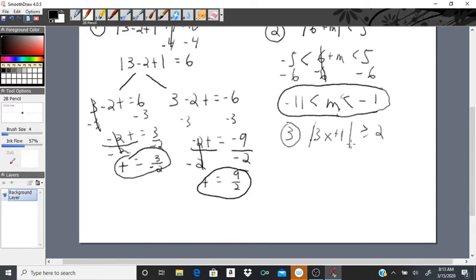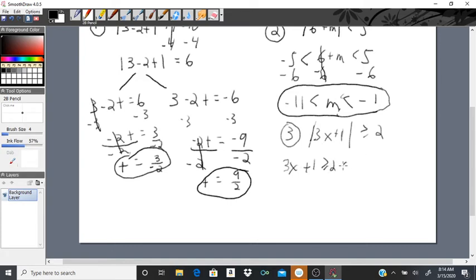What do you do if you have absolute value greater than or greater than or equal to the same thing? You'd use the same exact system to solve it. What do you do in this situation? Here's what you do. You write as follows. On the left-hand side, you write 3x plus 1 greater or equal to 2.